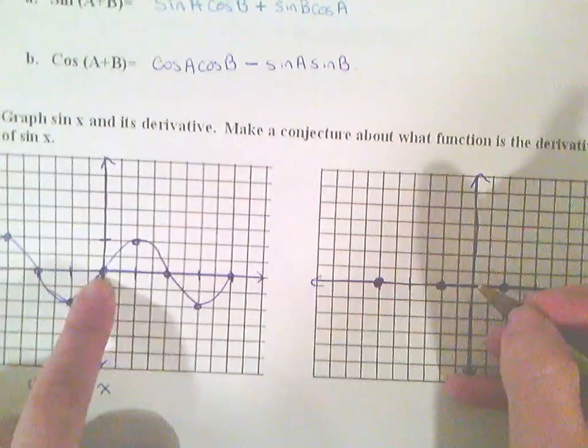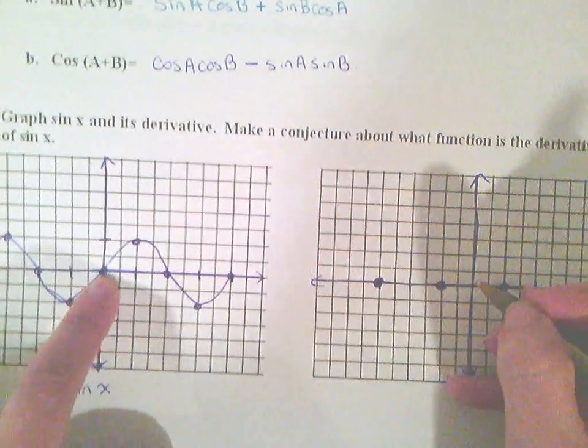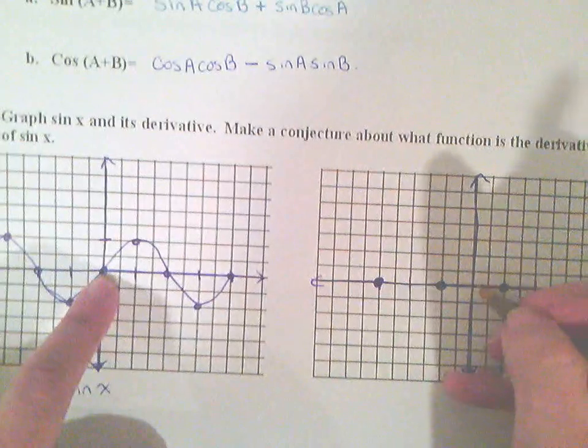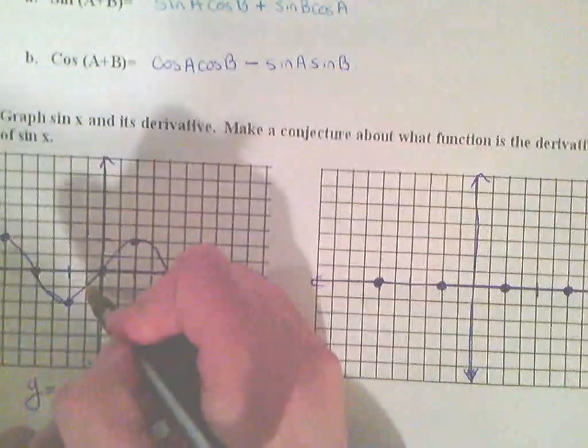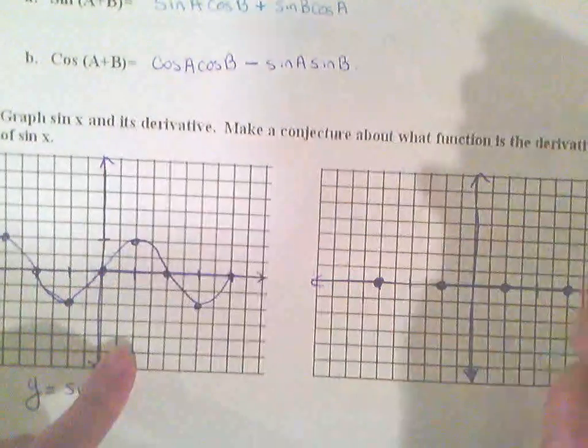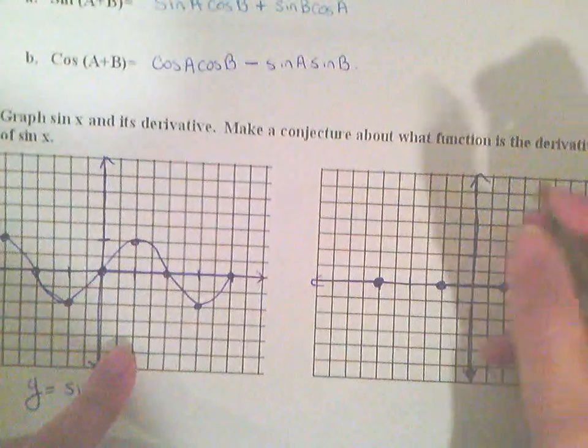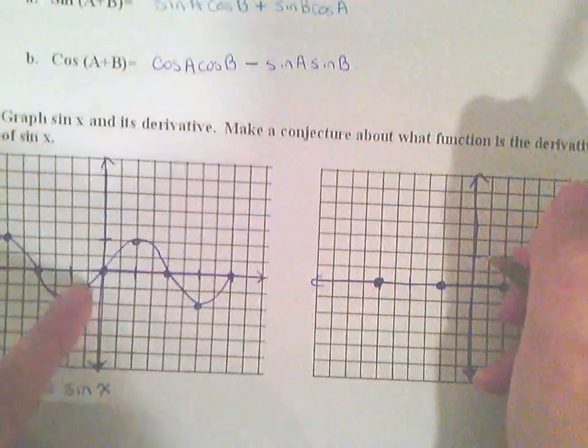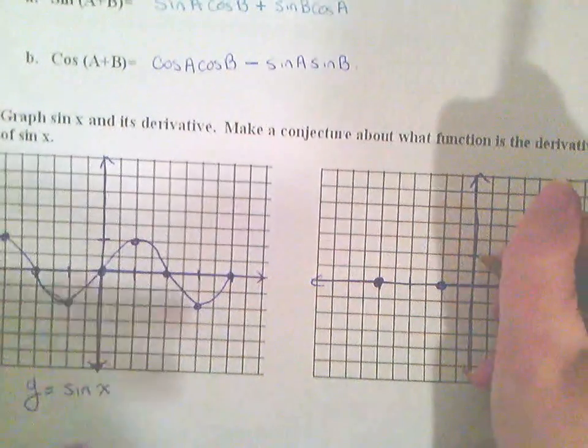So what is the slope at 0? The rise over run is going to be 1. Okay, so if I pick 2 points, it's rise, run. So the slope is 1. Basically, it's half over half, but it's still 1.